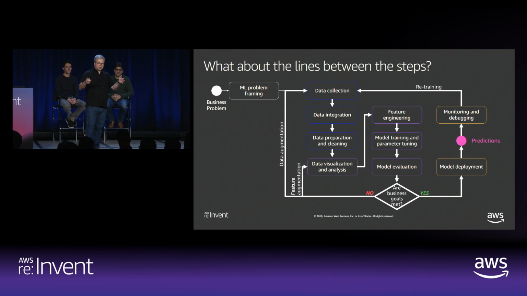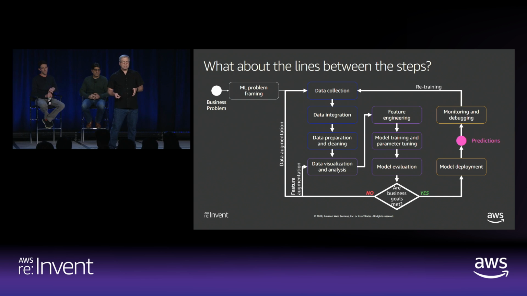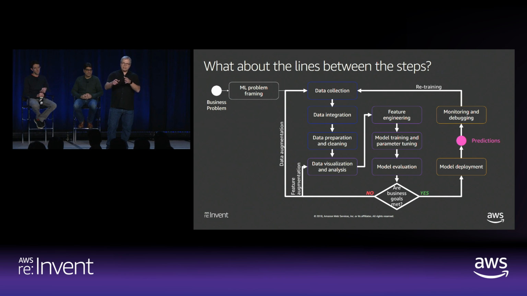But what you notice is there are all these lines going between them, right? And if I'm just creating a model from scratch, then I'm sitting there in the notebook and doing each of these steps one at a time. But once I begin to get into more of a production setting, I want some automation around that.